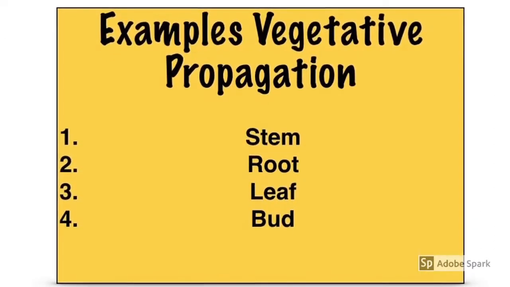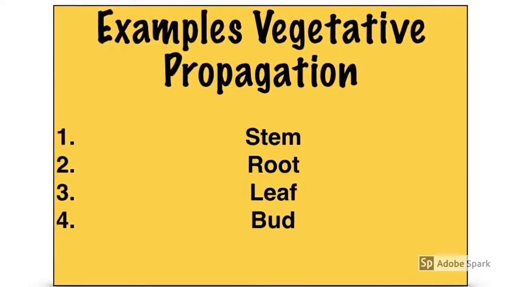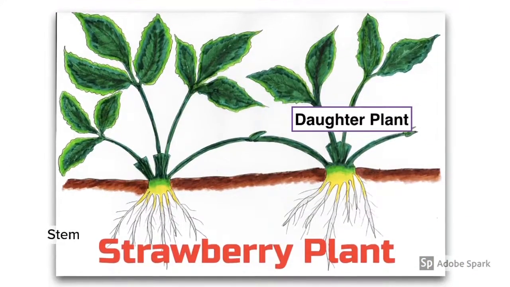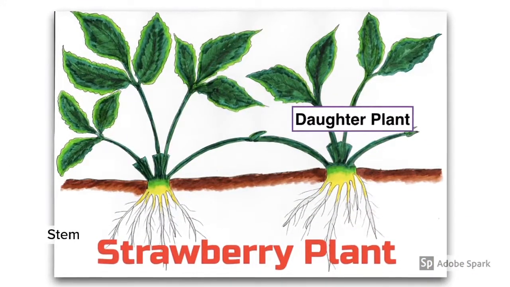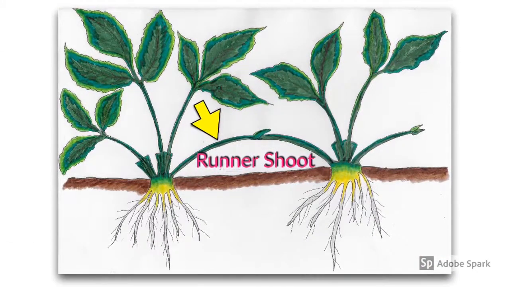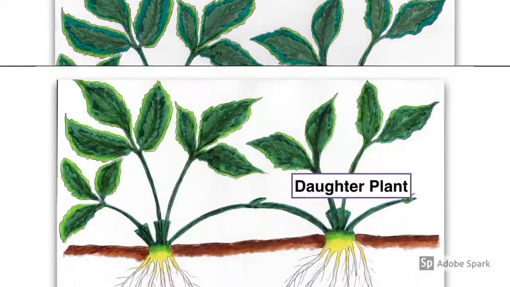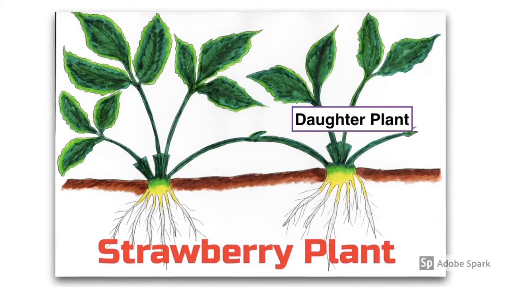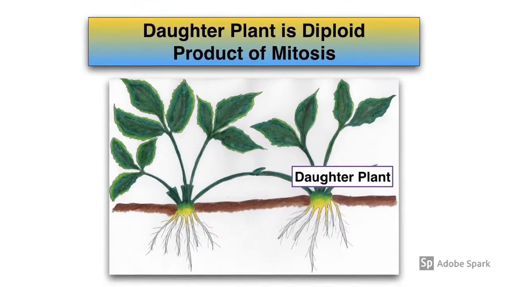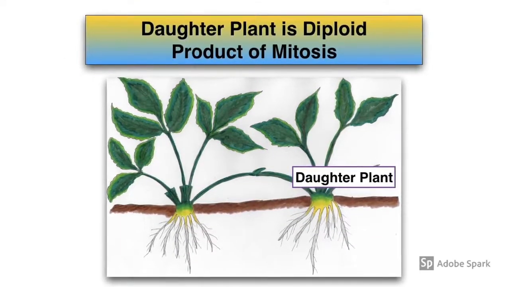So let's begin with natural vegetative propagation, and for this you must give an example of natural vegetative propagation in a stem, root, leaf and bud. So the first example is natural vegetative propagation with the stem, and the strawberry plant is going to be our example. The strawberry plant can develop these runner shoots that branch from the main parent stem. These runner shoots will grow along the ground and eventually can give rise to daughter plants or new strawberry plants. As the daughter plant was produced as a result of mitosis, it is genetically identical to the parent plant.